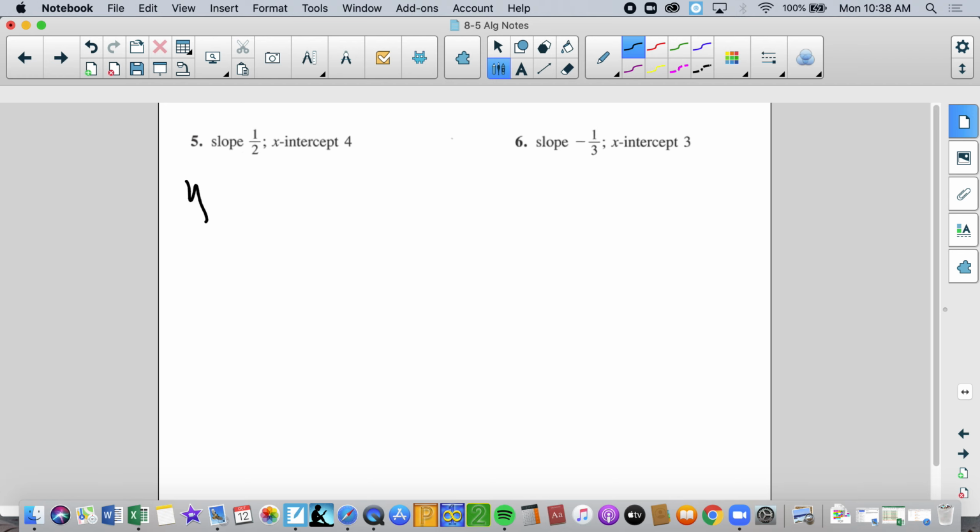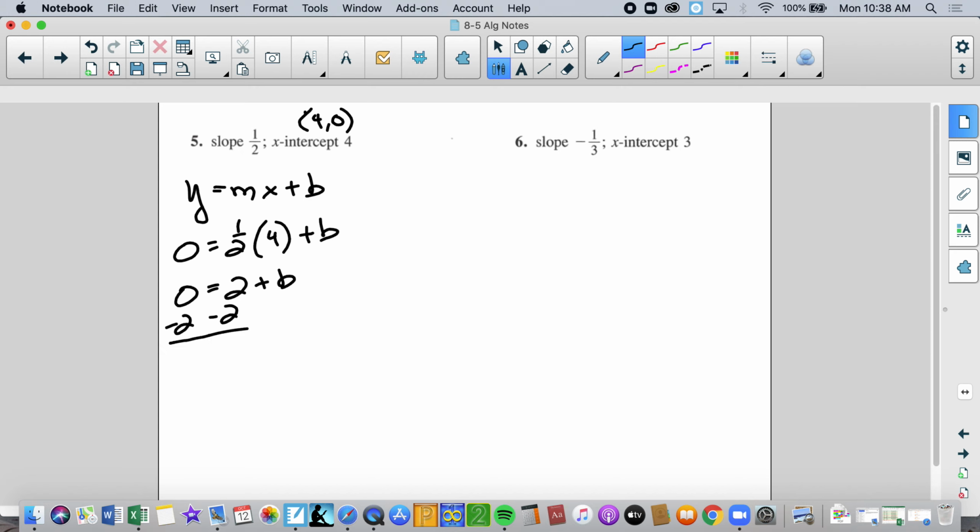Okay, so we have my template, y equals mx plus b. We know my x-intercept coordinate is going to be (4, 0). So 0 for y, 1/2 for the slope, 4 for the x, plus b. Simplify that equation.